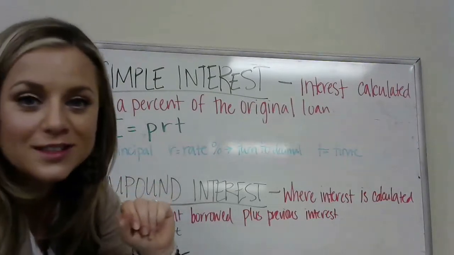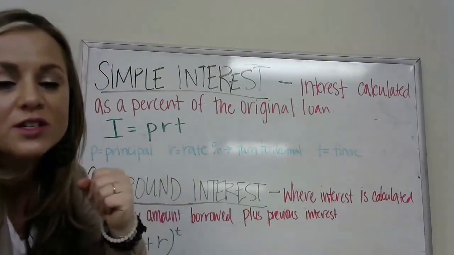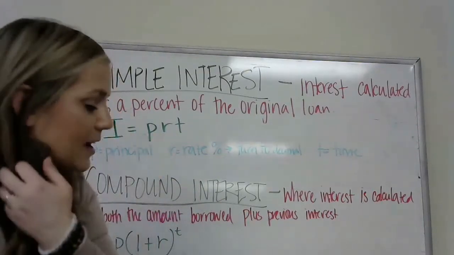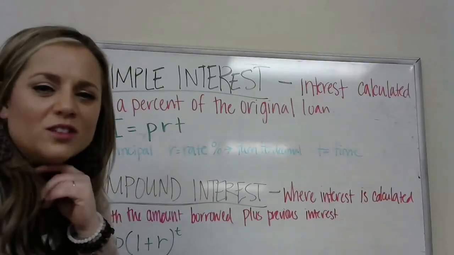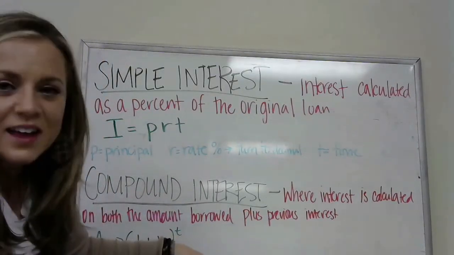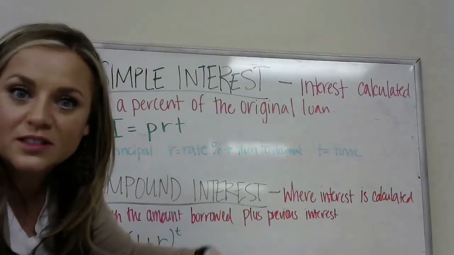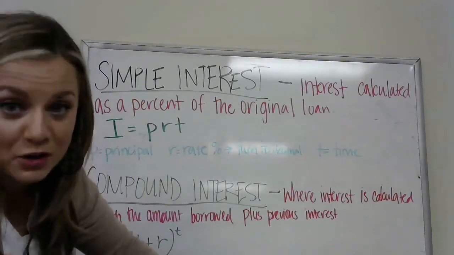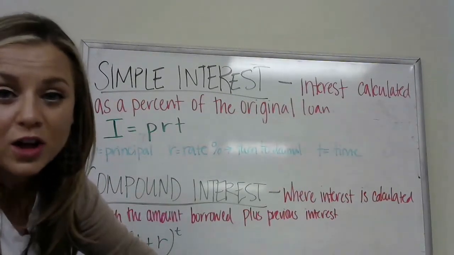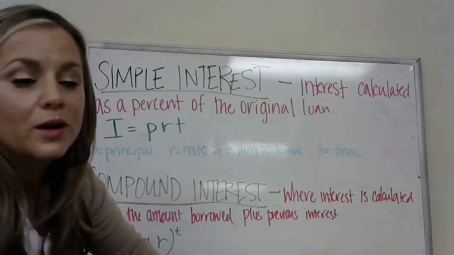So I'm going to use Tate as an example. Let's say I need to borrow $100. And I go to Tate and I say, okay, Tate, I need to borrow $100. And he says, all right, Miss Mitchell, I'll let you borrow $100, but I'm going to charge you 10% interest. Okay, so I'm going to borrow $100 from him, but I'm going to have to pay him back the $100 plus a little because he did allow me to borrow $100.